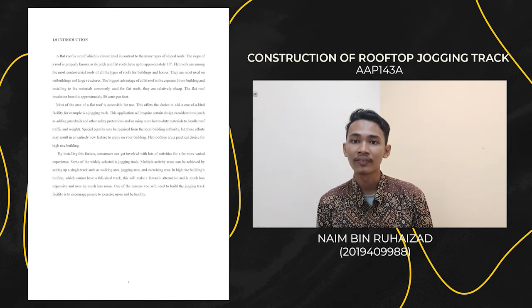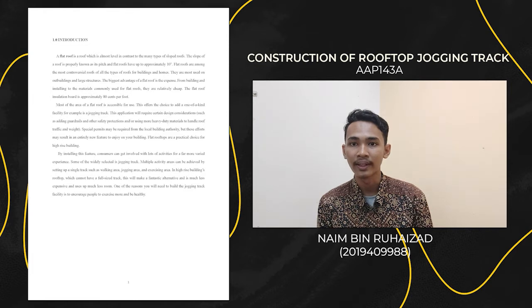The biggest advantage of a flat roof is the span. From building and installing to the materials commonly used for a flat roof, they are relatively cheap. The flat roof installation board is approximately 80 cents per foot. Most of the area of a flat roof is accessible for use. This offers the choice to add on a one-of-a-kind facility, for example, a jogging track.